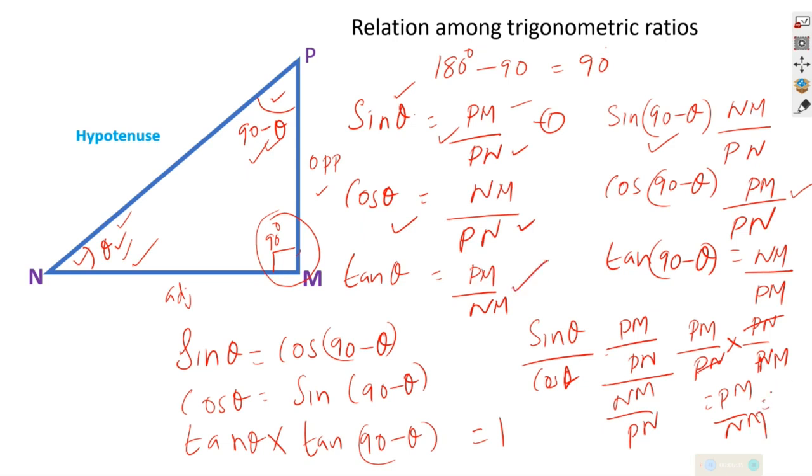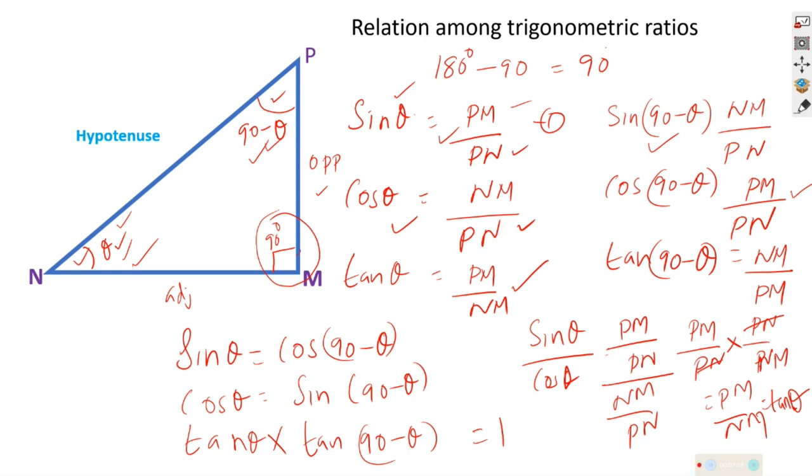Which is tan theta. So what did we understand from this relationship? We are wondering. What is the wonder? Sin theta, cos theta, tan theta: there is a simple relationship between the opposite side and hypotenuse, adjacent side and hypotenuse, and the relationship between opposite side and adjacent side. But when we took the other angle, which is 90 minus theta, symbolically we found that sin theta is equal to cos 90 minus theta, cos theta is equal to sin 90 minus theta.